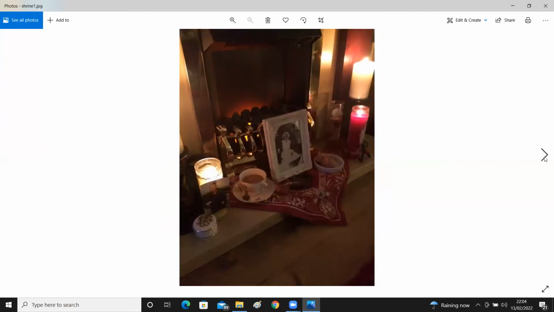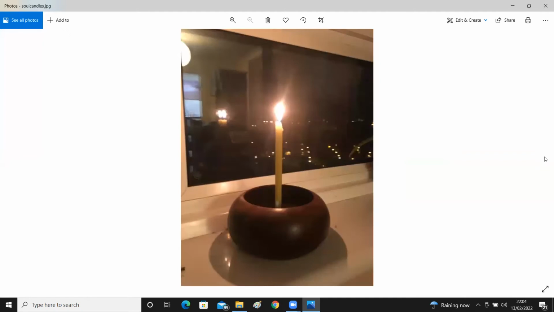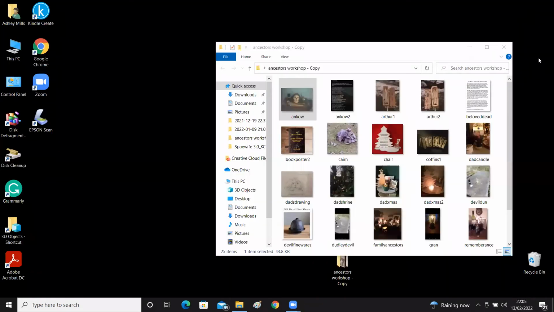Again, some more examples of ancestor veneration. You could use simple signs like this as well, something to represent the Axis Mundi and the dead within the mound. A candle lit in the window on All Souls Night is also something very traditional within my family. It's just lighting a candle on All Souls Night. It aids the dead to where they need to go, or to your home.